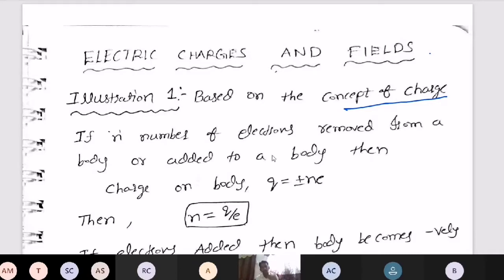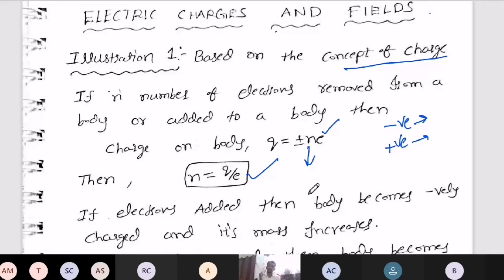When you add electrons, an excess of electrons means negative charge. And when you remove electrons, a deficiency of electrons gives positive charge. So the charge on a body is always the number of electrons added or removed times the charge of the electron. Based on this formula, the question can be asked. That is the very first thing, whether it is CET or NEET or JEE level, whatever may be the entrance.